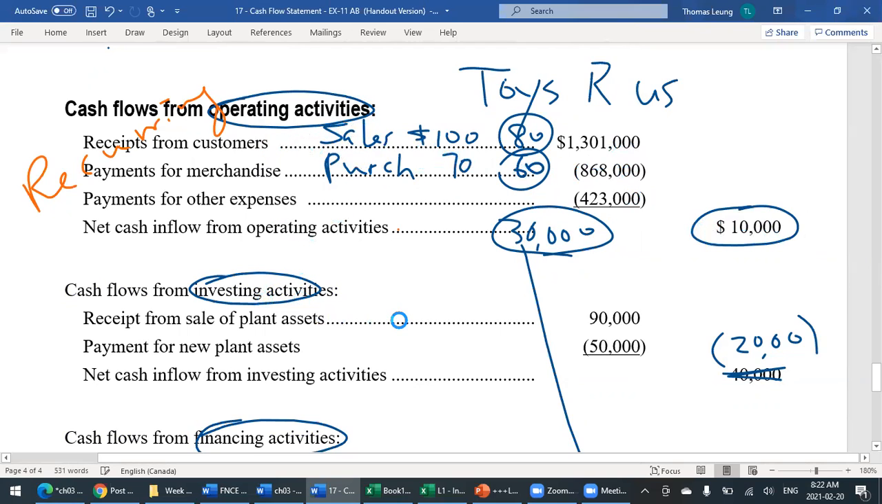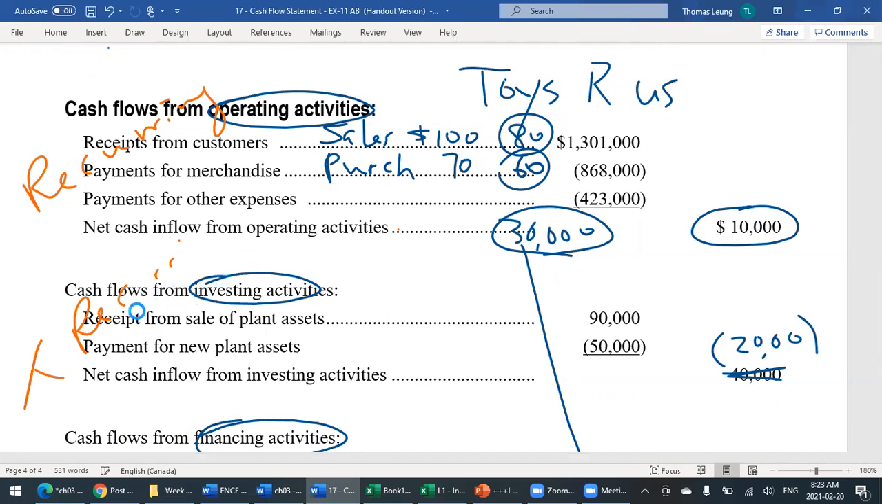But for investing activities, it's not recurring. Okay, that's what I can write. It seems that my computer is not stable. What I mean here is recurring. I cannot write the whole word here.